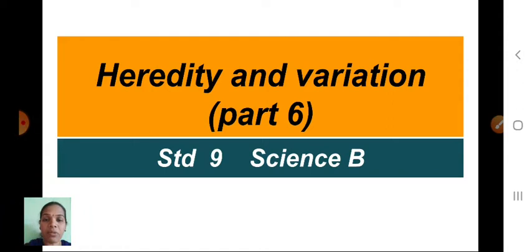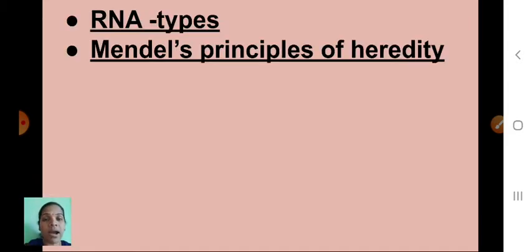Children, this session I am going to continue chapter number 16, heredity and variation. In this lesson we discussed many things, isn't it? DNA, and what is meant by chromosomes. Last session we discussed what is meant by RNA. RNA is ribonucleic acid, the second important nucleic acid present in the cell. Based on function, there are three types of RNA. That also we discussed.